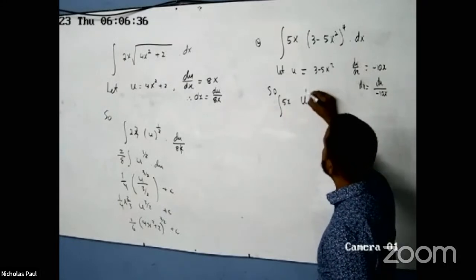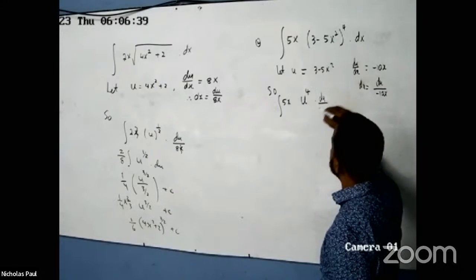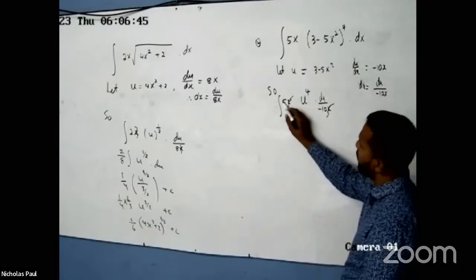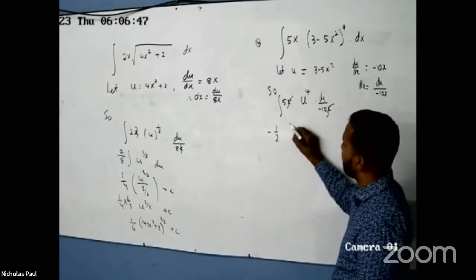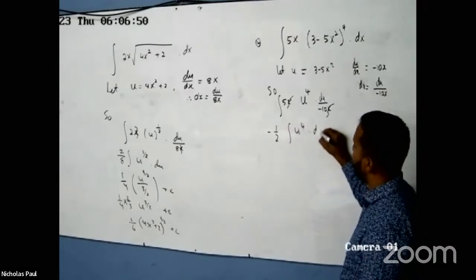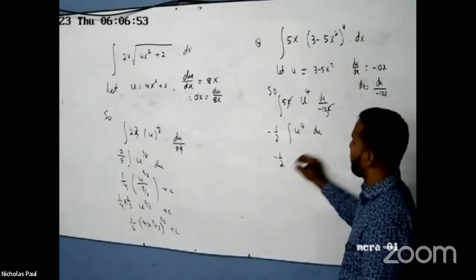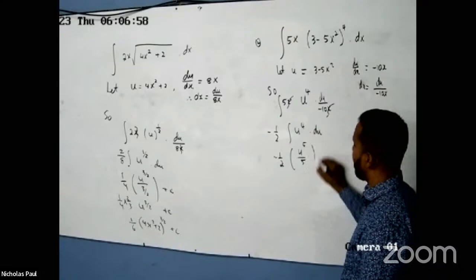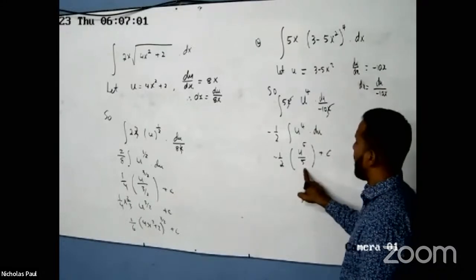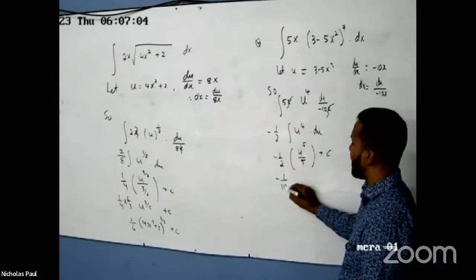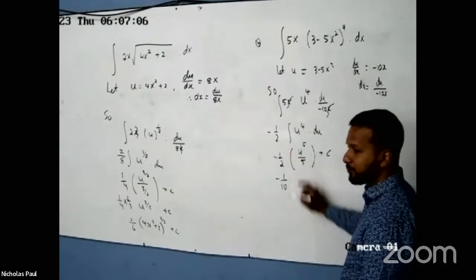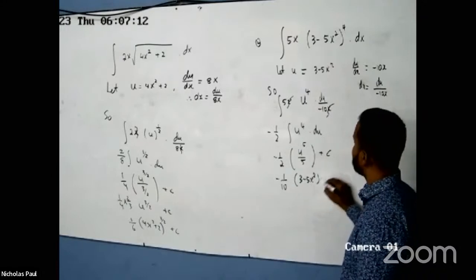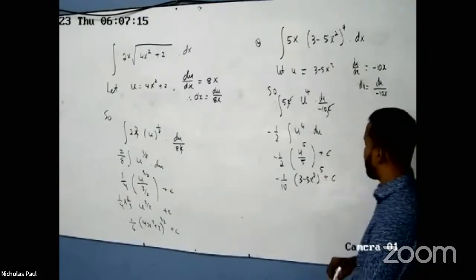5x by u to the power of 4 du on minus 10x. This x will cancel with this x here. And you'll get 5 on minus 10, which is minus a half, by the integral of u to the power of 4 du. So this is a half, right? U to the power of 4, that'll be u to the power of 5 on 5 plus c. A half by 1/5 is minus 1/10. Right? Try not to flip it up, right? And you'll have u to the power of 5, which is 3 minus 5x squared to the power of 5 plus c.